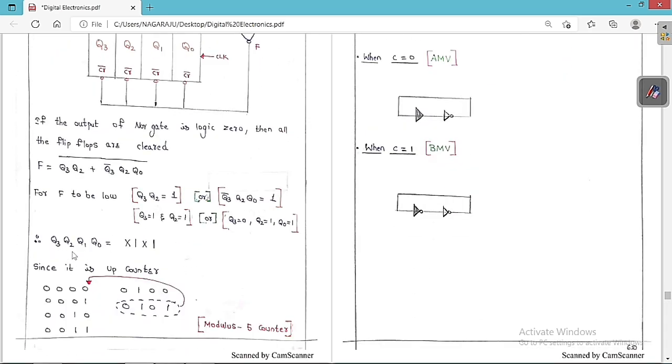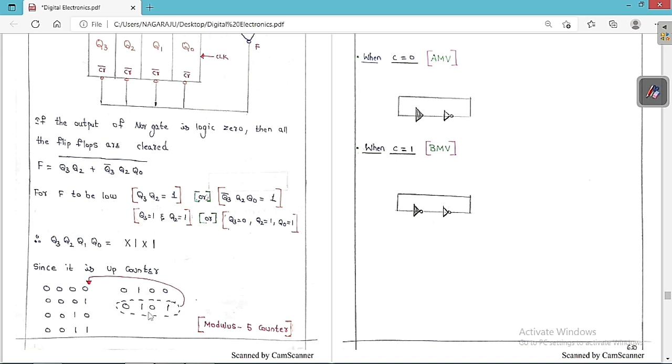So you can see Q3, Q2, Q1, Q0. From these two terms we have analyzed that Q2 should always be 1 and Q0 should always be 1, whereas Q3 and Q1 can be any value, 0 or 1. Now, as mentioned in the question, it is an up counter. A 4-bit up counter counts from 0000, 0001, 0010, 0011, 0100, and the next count is 0101. You can see clearly that Q2 is equal to 1 and Q0 is equal to 1 only at this state, only at this condition.